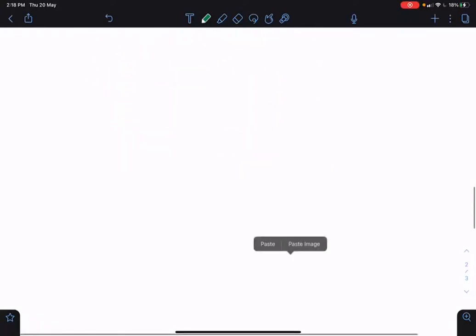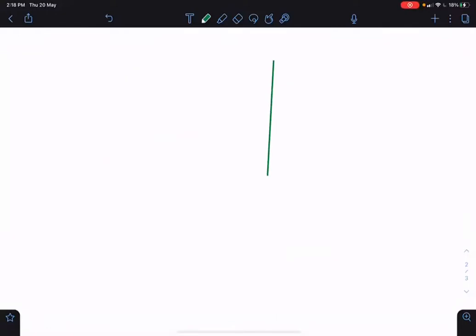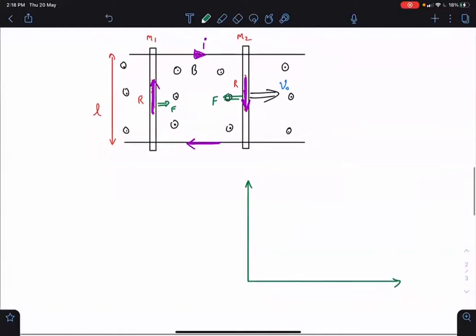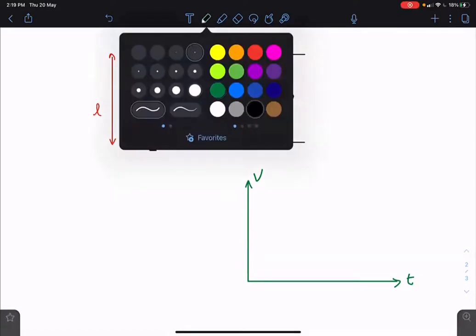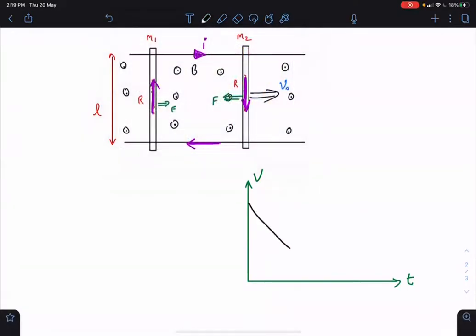So the thing is, what will happen? Let's say if we plot the velocity. Change in flux. Flux will become constant actually, not 0. So let's draw the velocity time graph. Velocity versus time, if you plot, one velocity is decreasing, the other velocity is increasing.